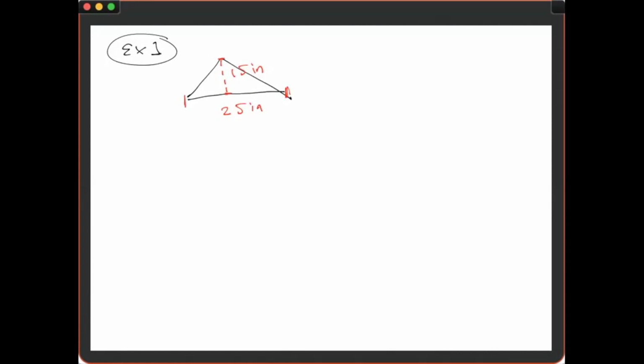Whenever you have a problem, they're always going to give you the base, and they're always going to give you the height. Sometimes they might just give you the area. If they give you the area, they might be asking you to find either the height or the base. It all depends. They're always going to give you two numbers, or else it will be impossible to find out. So let's work this out.